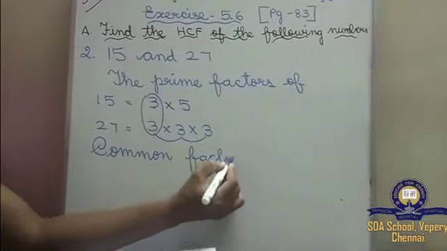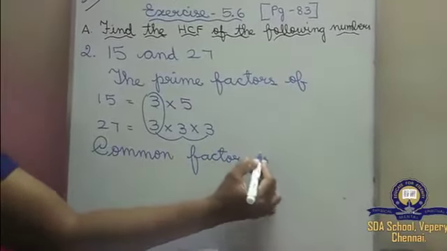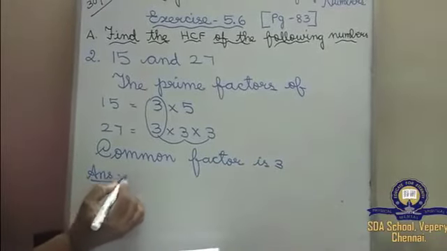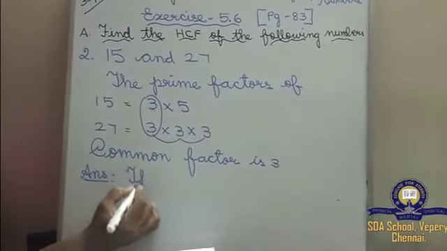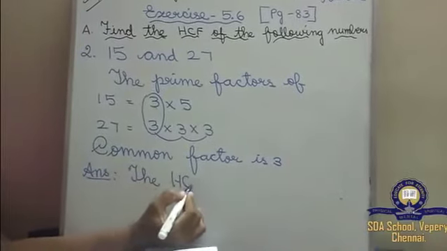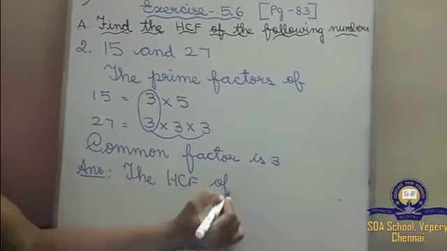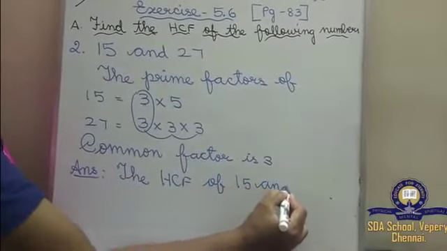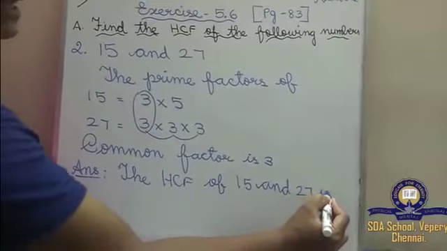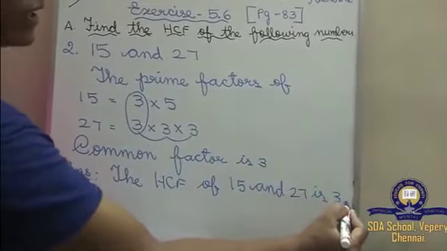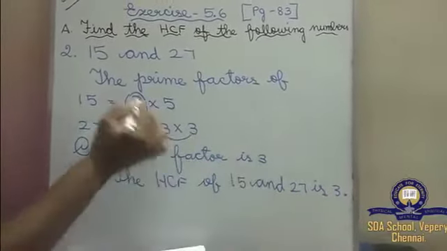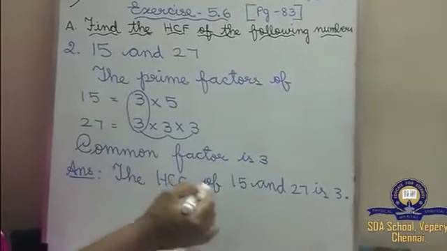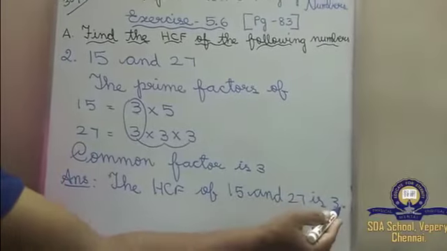Common factor is 3. So what's the HCF, children? The HCF also will be the same. We have to write this sentence like this: the HCF of 15 and 27 is 3. Understood, children? Because only one number is common factor. So the highest common factor of 15 and 27 is 3.